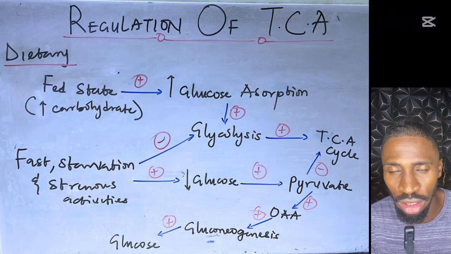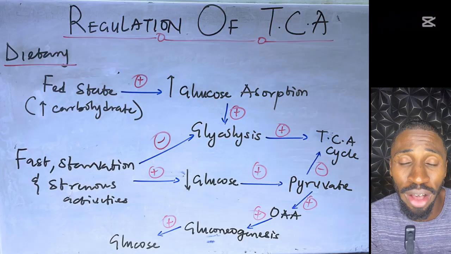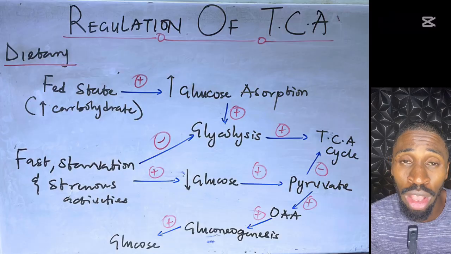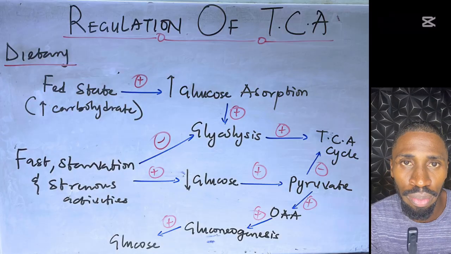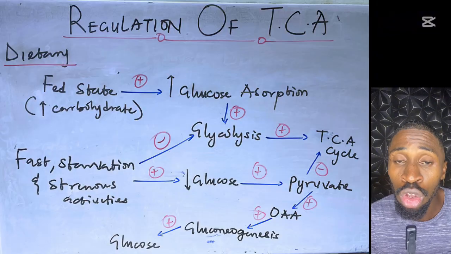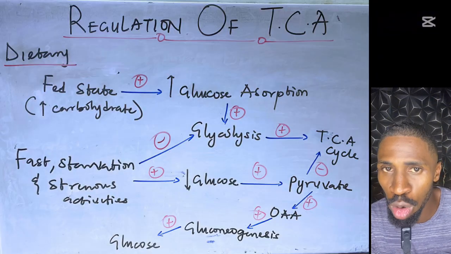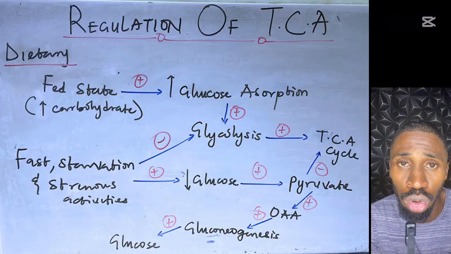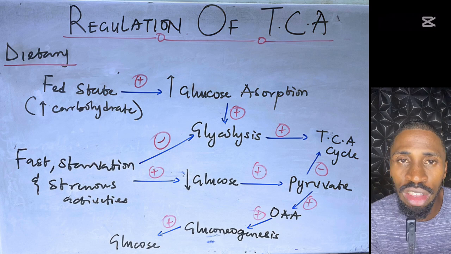But when you are starving, fasting, or doing strenuous exercise, what happens? The TCA cycle is inhibited, where OAA, like I said, is shunted out using malate to form what? Glucose, through the process of gluconeogenesis. So at this stage, TCA is what?